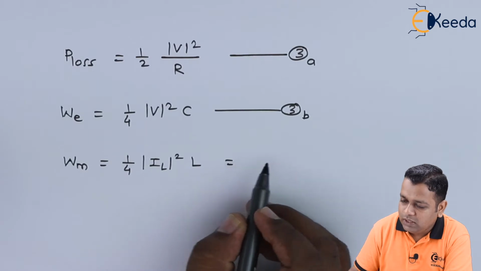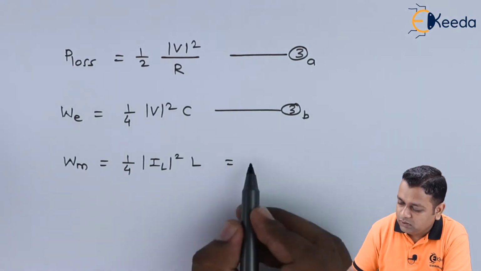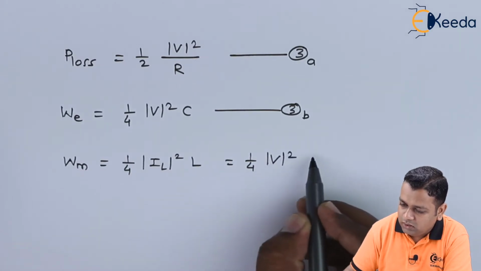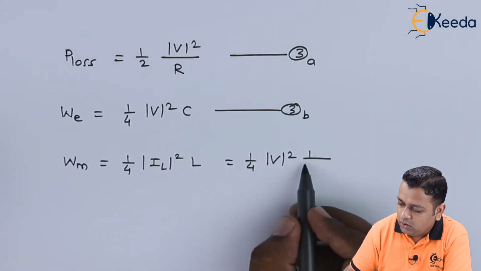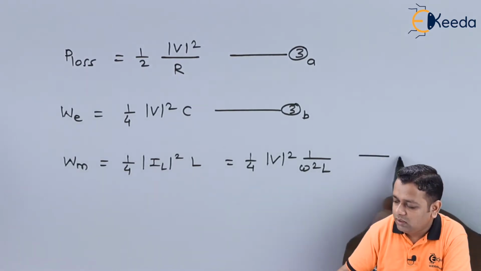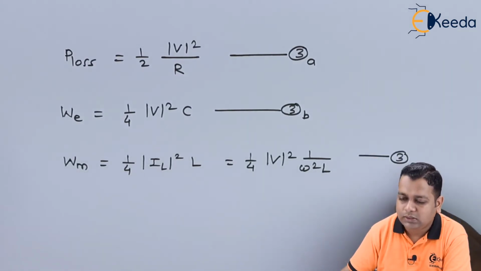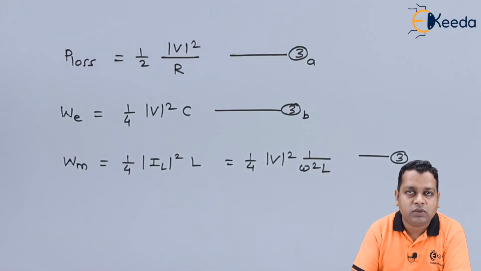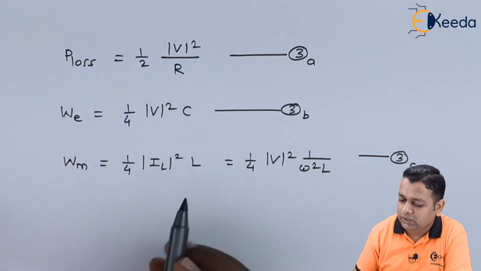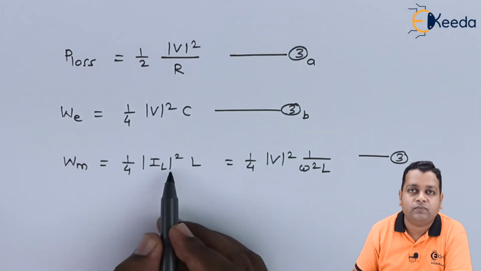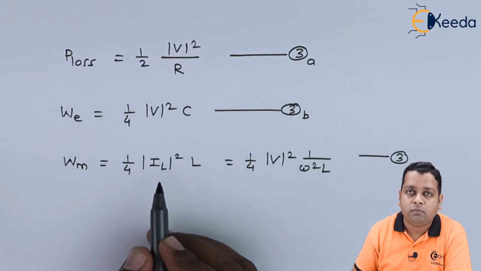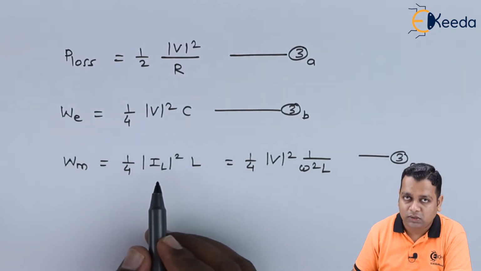This can also be expressed using the frequency component. So it is 1 by 4 mod V squared multiplied by 1 upon omega square L. Let this be equation number 3c. In this equation, instead of representing the complete I, we have represented I suffix L. This is the amount of current flowing through the individual branch of the inductor component only.